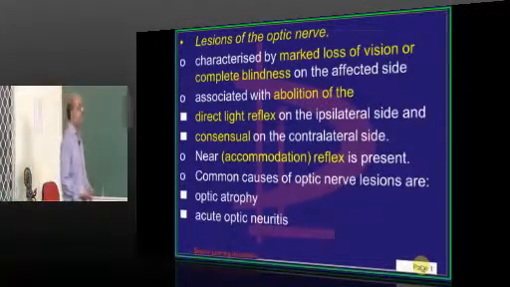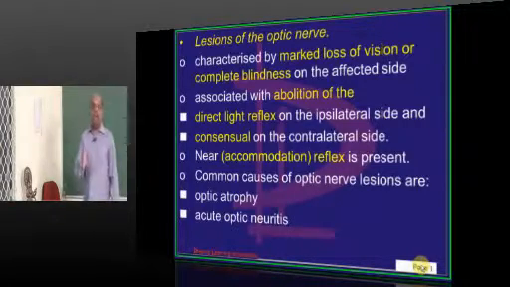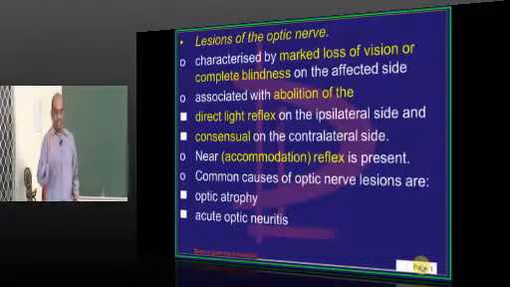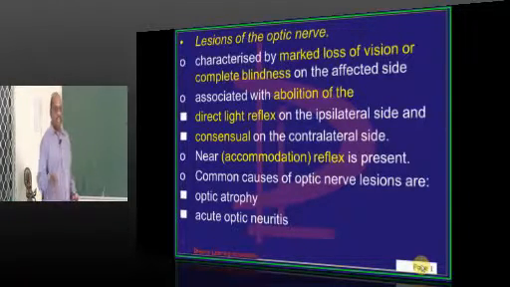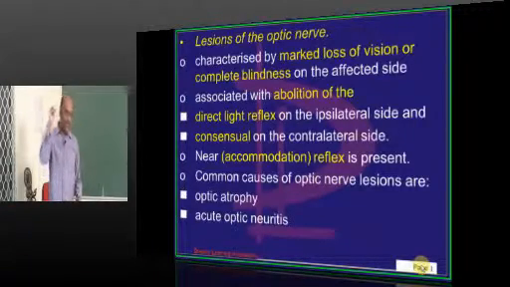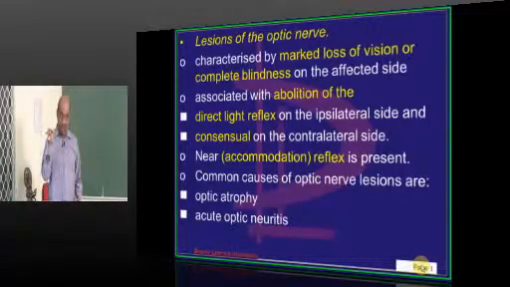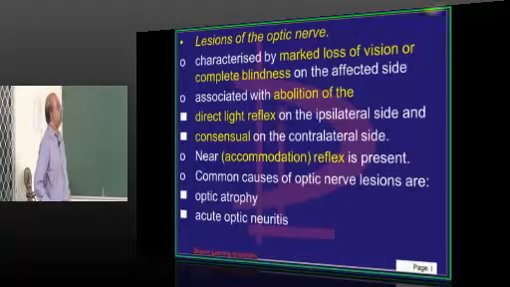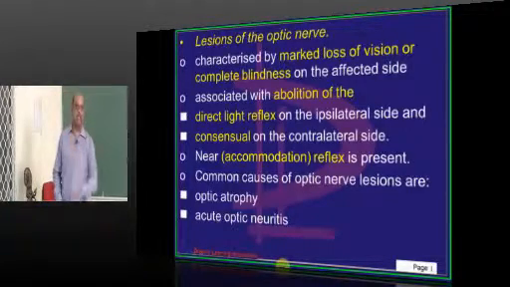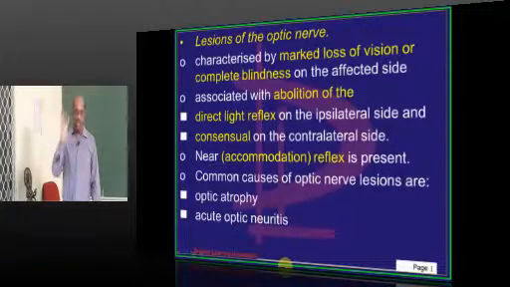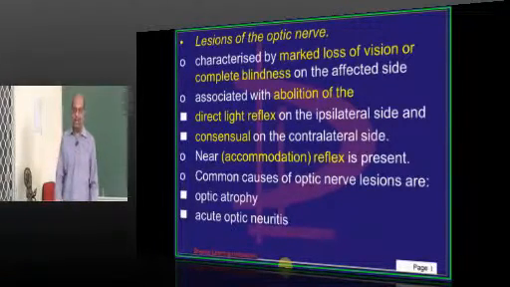Now, there is a problem in the optic nerve. What will happen? Complete blindness will be there. From the retina until the optic chiasma, it is carrying both nasal and temporal fibers of the same eye, so that eye's entire vision is gone. That is the reason if you throw light, the direct light reflex is lost. That means the pupil won't constrict because it is not knowing that light is falling on it.